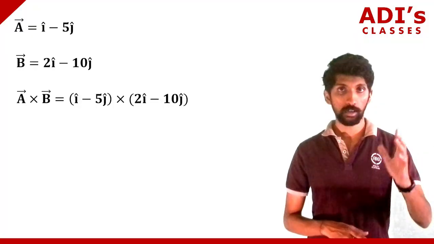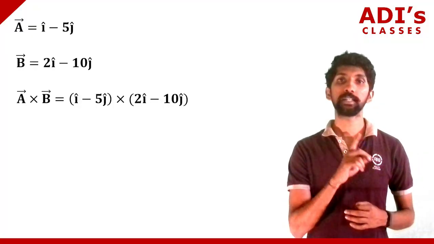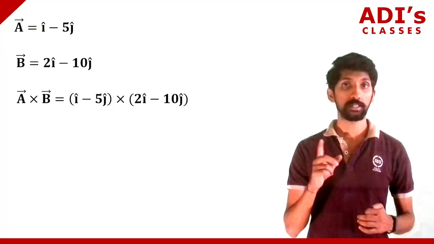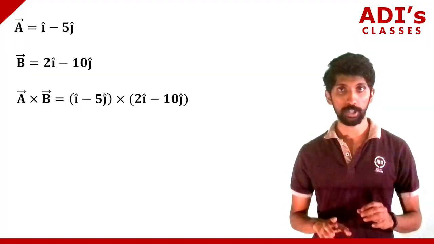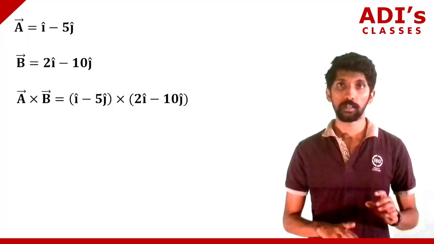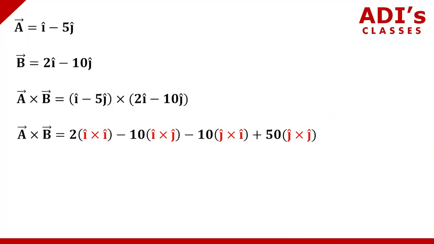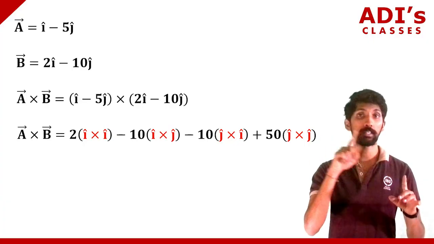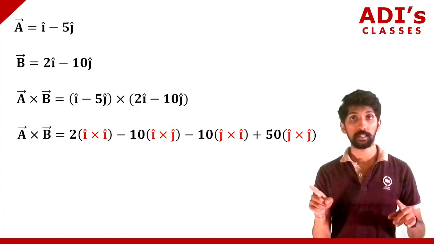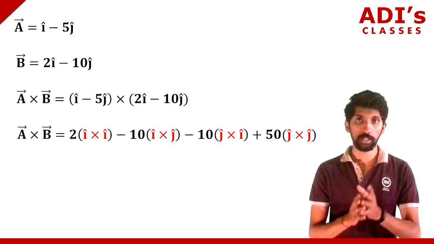So A cross B is equal to (i minus 5j) cross (2i minus 10j). Just like how we used to do binomial multiplication, we do the same way. That is 2 into i cross i, the first two terms. Next, minus 10 into i cross j. Next, minus 10 into j cross i, plus 50 into j cross j. So we do the first two terms, then the first and the last, the last and the first, the last and the last, just like in binomial multiplication.